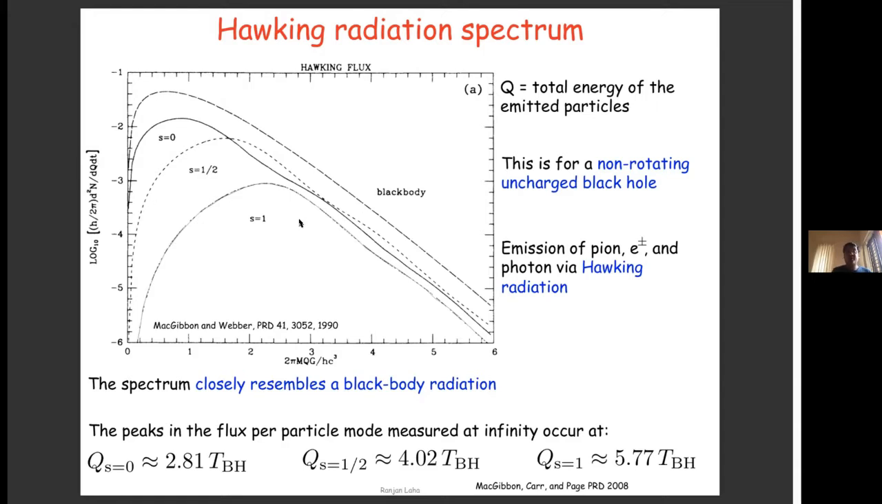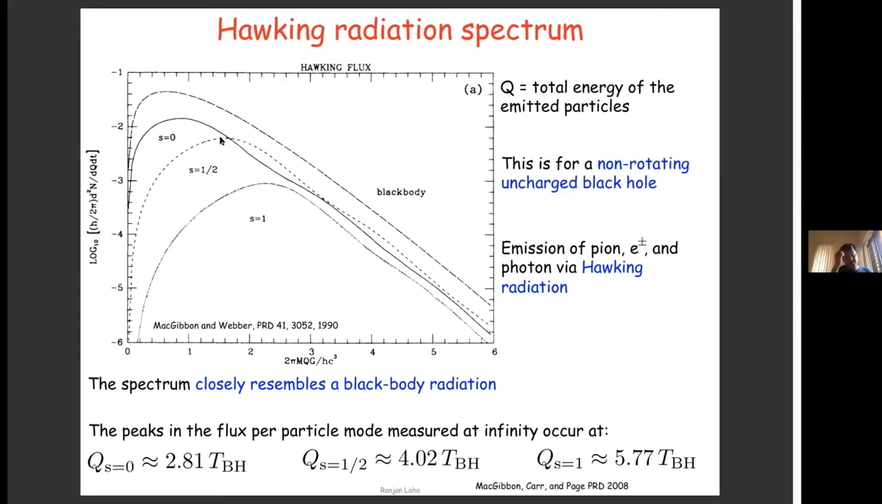All right. So for an uncharged, non-rotating black hole, if it emits pions, the spectrum looks like this S equal to 0 line. If it emits e+ e-, the spectrum looks like this S equal to 1/2 line. And if it emits photons, the spectrum looks like this S equal to 1 line. These authors also plotted a representative black body spectrum to show that this is not really a black body, there's some difference. It closely resembles a black body.